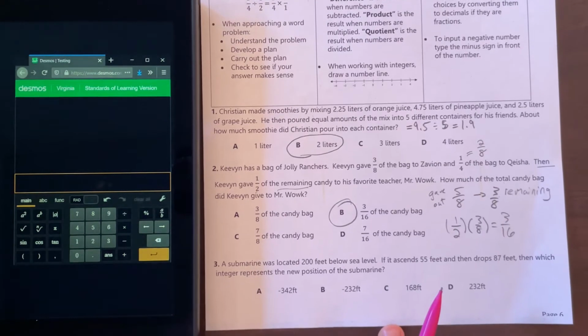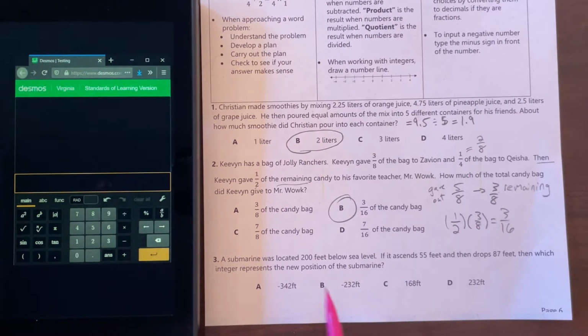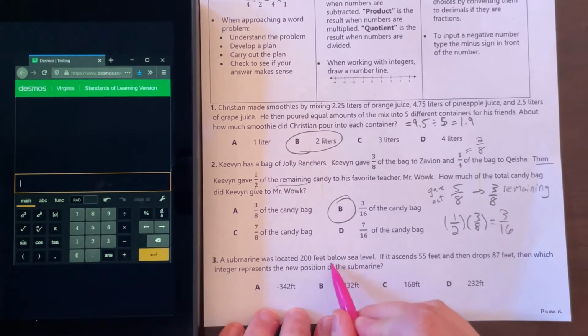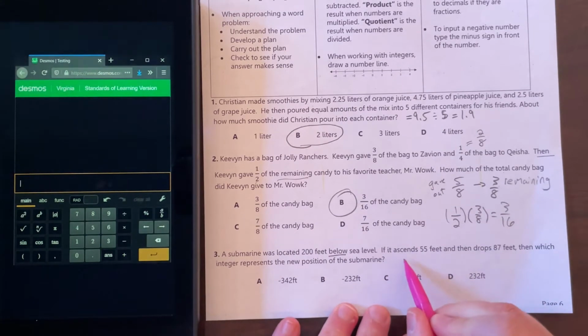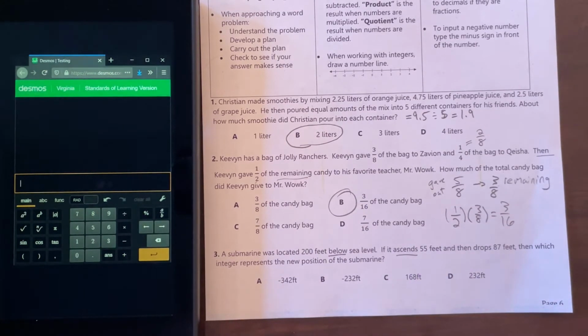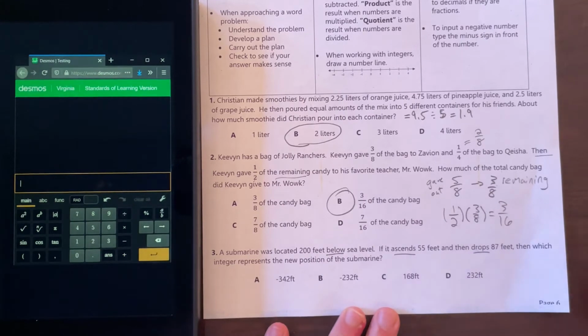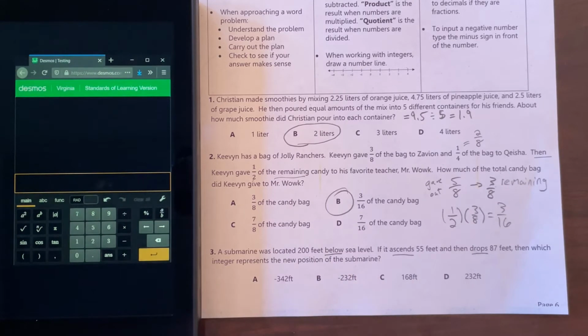For number 3, it says a submarine was located 200 feet below sea level. If it ascends 55 feet and then drops 87 feet, which integer represents the new position of the submarine? So what I'm going to do is actually show this using that Desmos calculator.